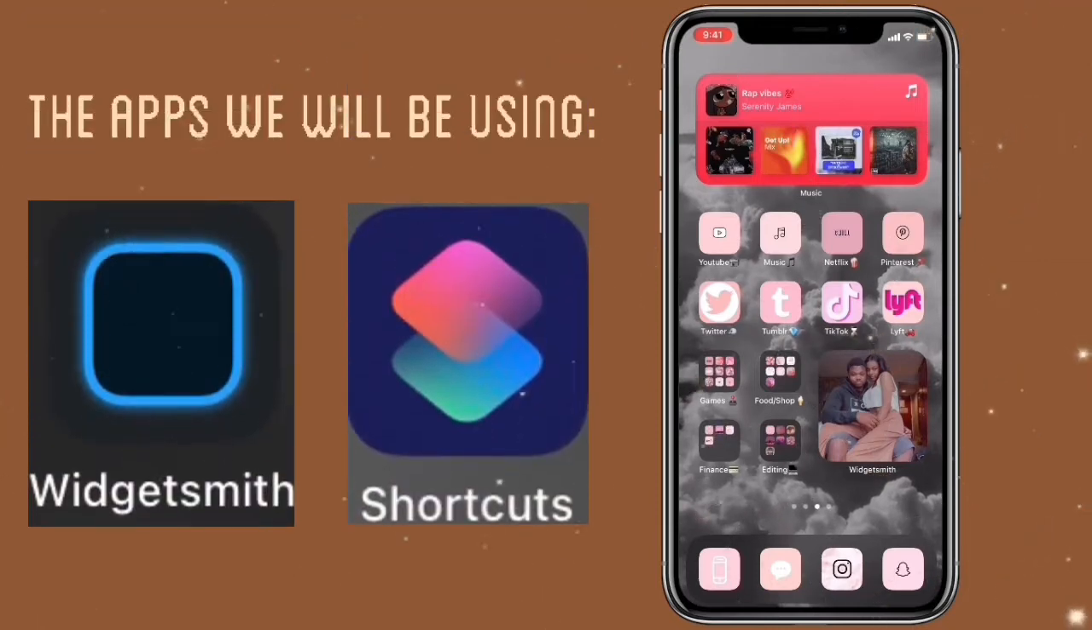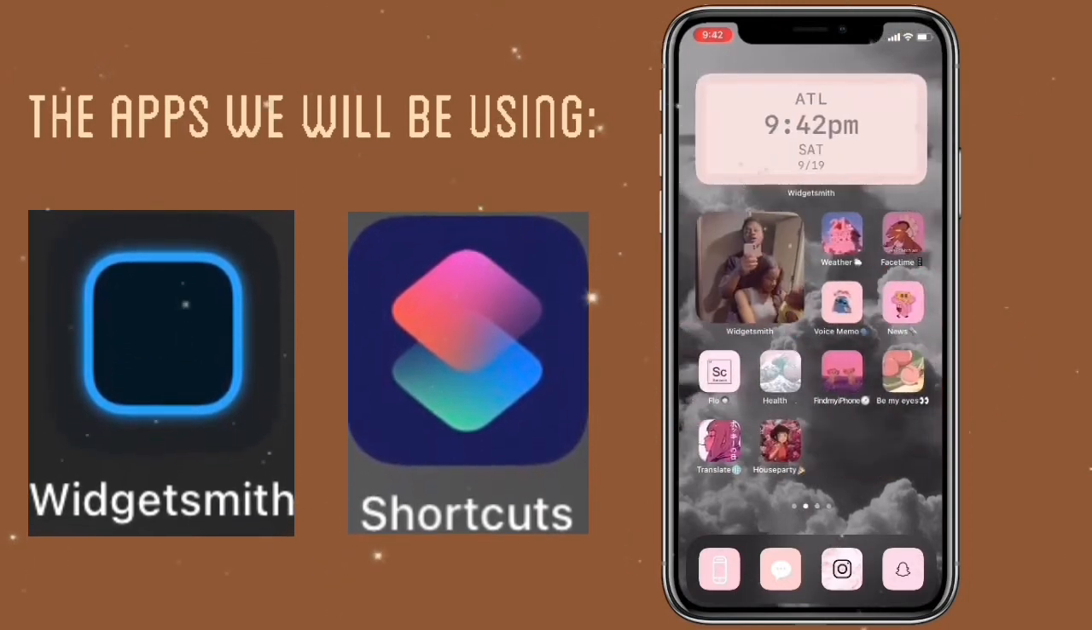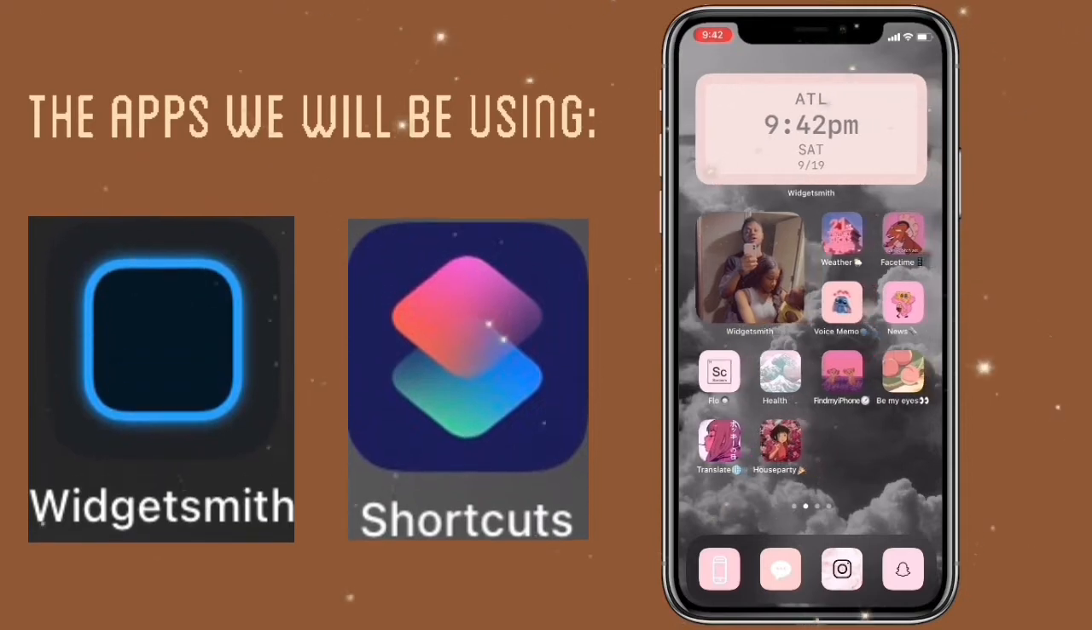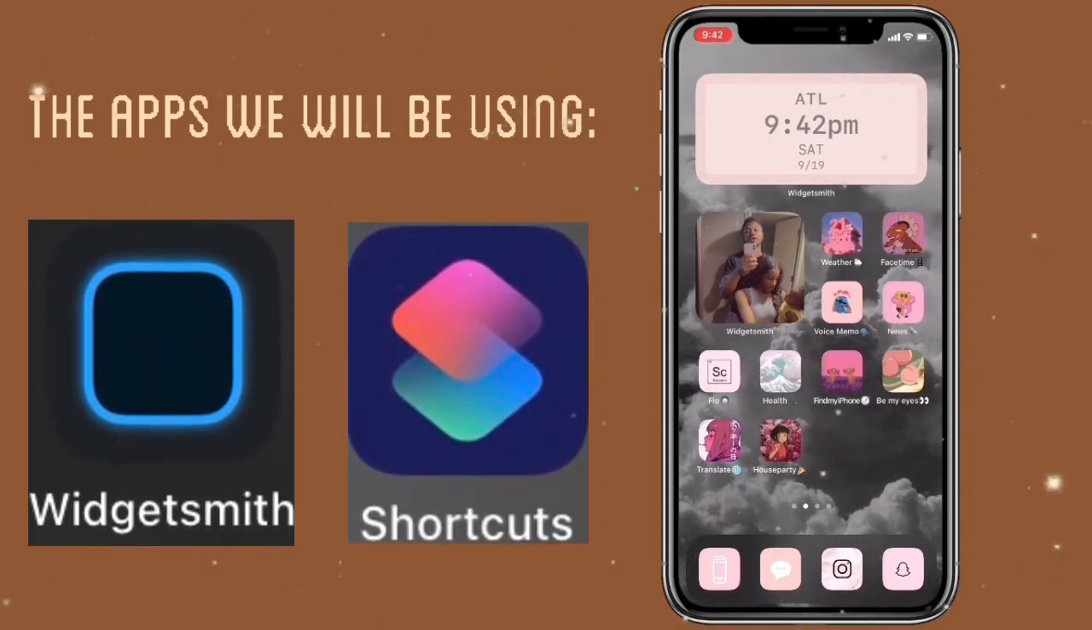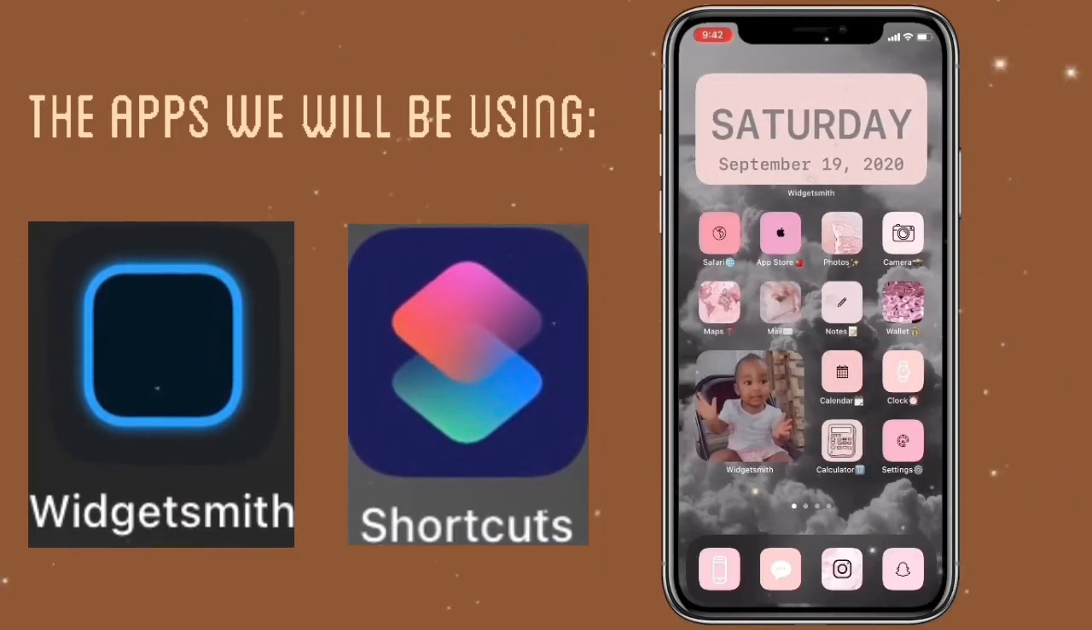So we will be using two apps and they are both completely free. The first one is Shortcuts. People have been customizing their app icons before iOS 14, but with the new update, I feel as though the home pages are a lot more aesthetically pleasing. And the second app we'll be using is Widgetsmith. This is how I put the photo of my daughter, me and my boyfriend on my home screen, and also how I did the pink and gray widget on the top that says Saturday, September 19th.